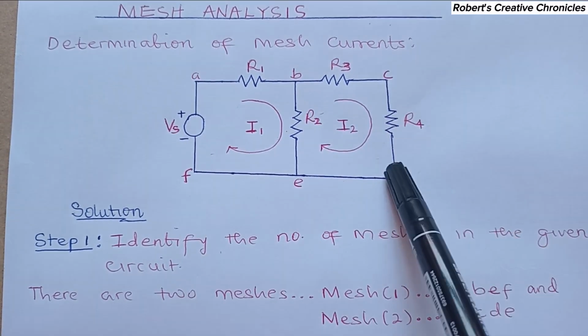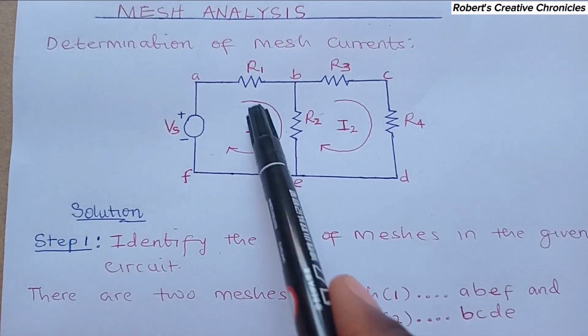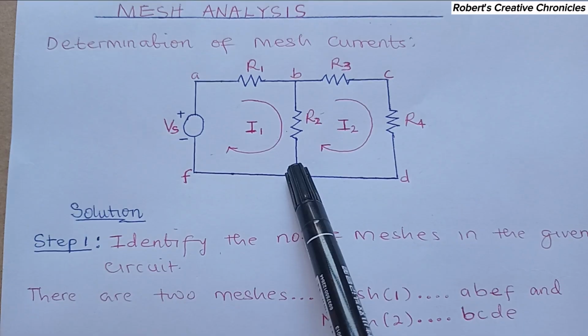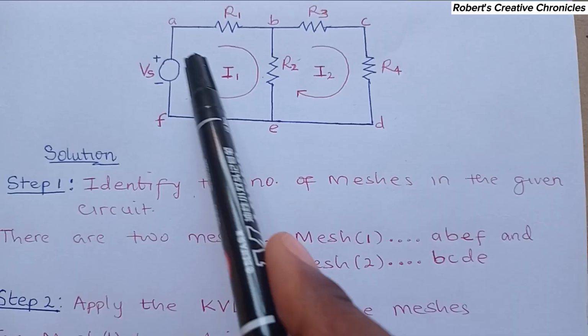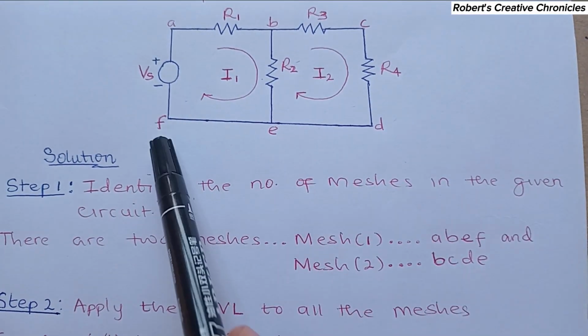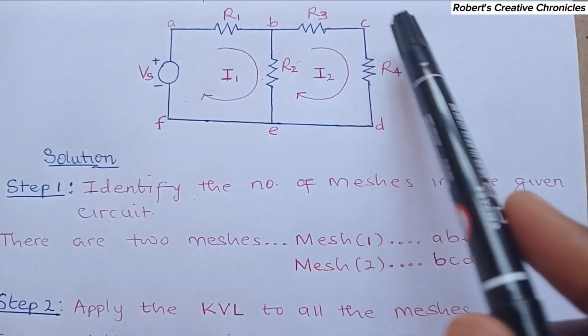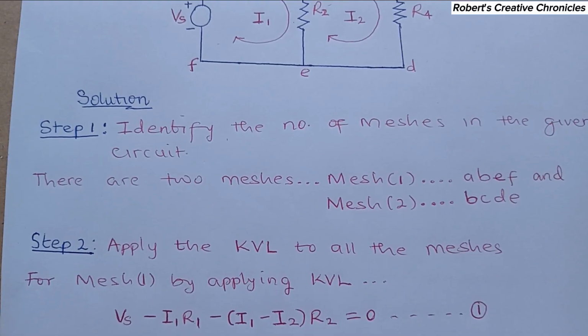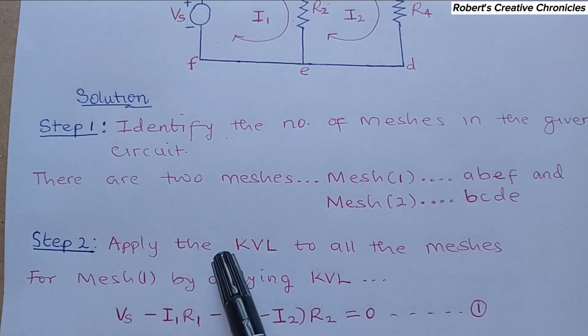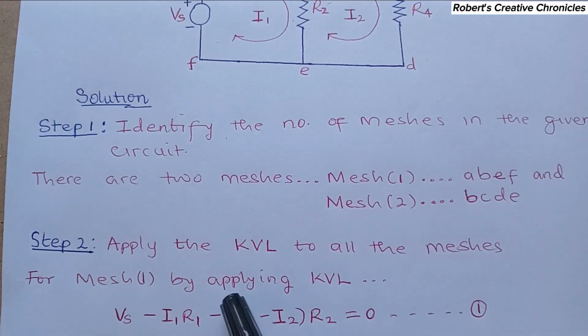But A, C, D, F contains two closed paths within it, so it's not a mesh. So there are only two meshes here, which are A, B, E, F and B, C, D, E. Now the second step in doing mesh analysis is to apply KVL to all the meshes.